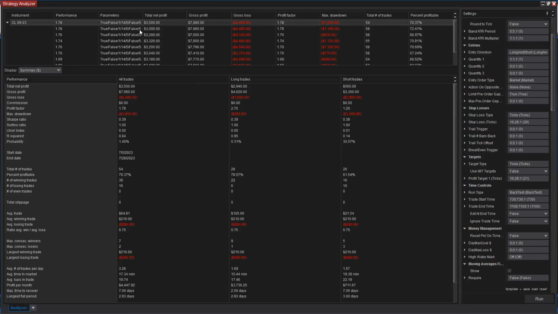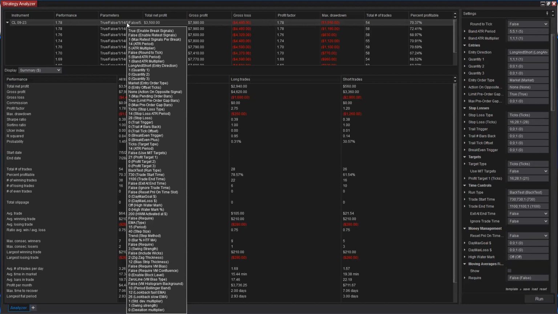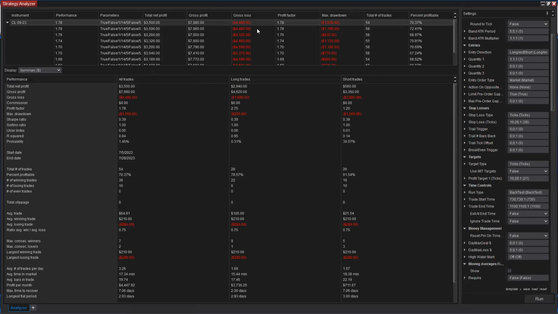You can just hover here. We've got a 28 stop loss and a 21 target. So the only thing that happened is it expanded out a little bit for stop and target. So let's go with it.